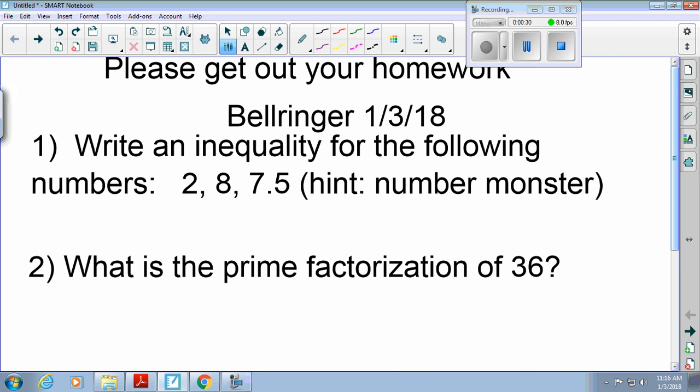Alright, so you guys had homework that I'm going to collect here in a little bit. And you had this bell ringer. It says, write an inequality for the following numbers, 2, 8, 7.5, and hint, the number monster.